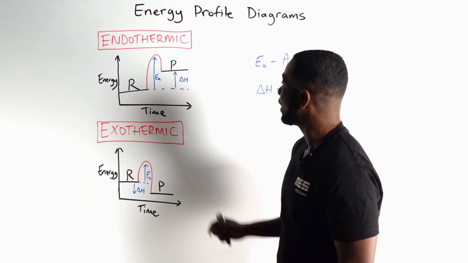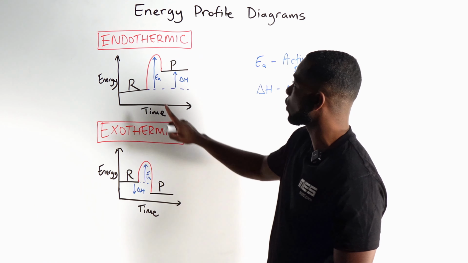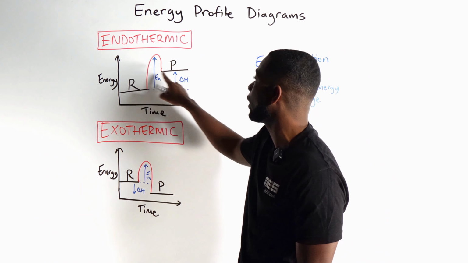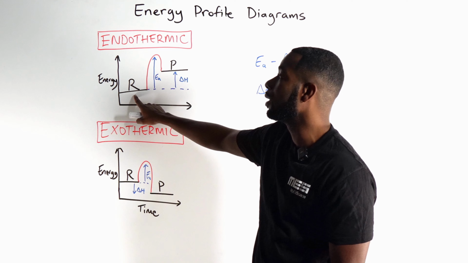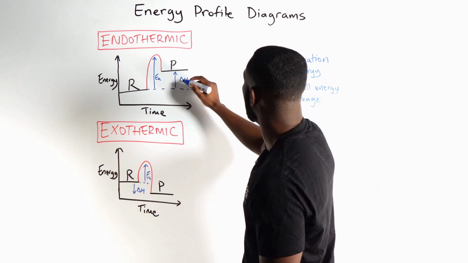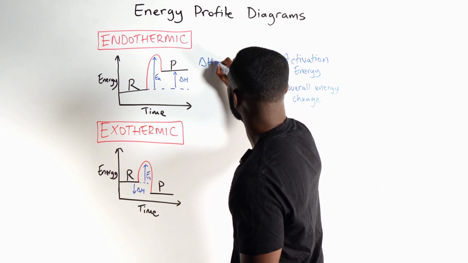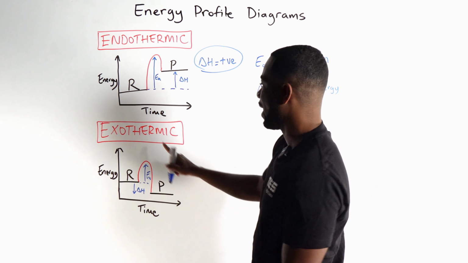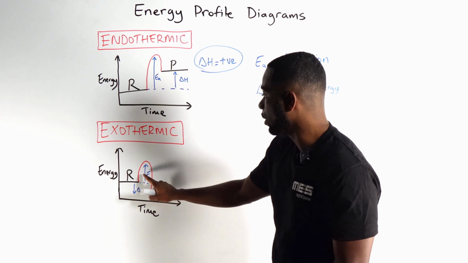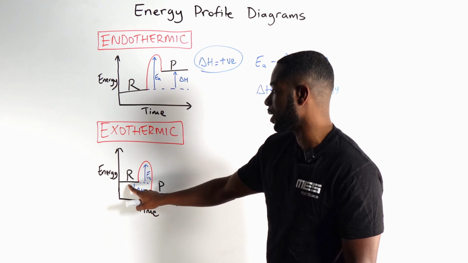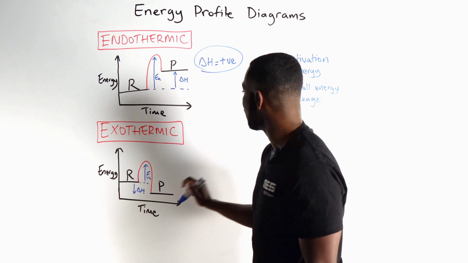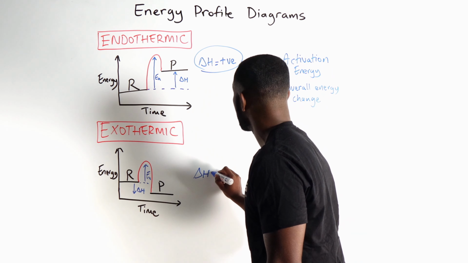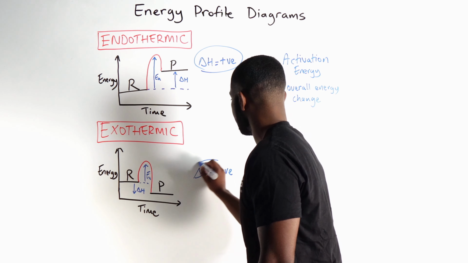So we're back, and just a quick summary of the two of these. So remember, for our endothermic one here, our products level is going to be higher than our reactant level. So that means our overall energy change, the delta H, is going to equal a positive number. That's important to remember. And for our exothermic, here you see that the reactant level this time is higher than the product level. So our delta H, our overall energy change, is going to be negative here.